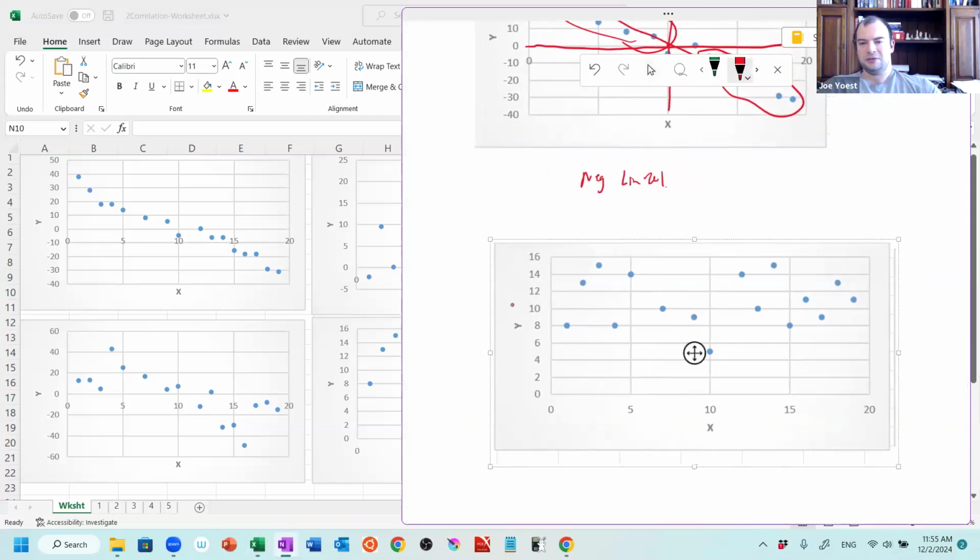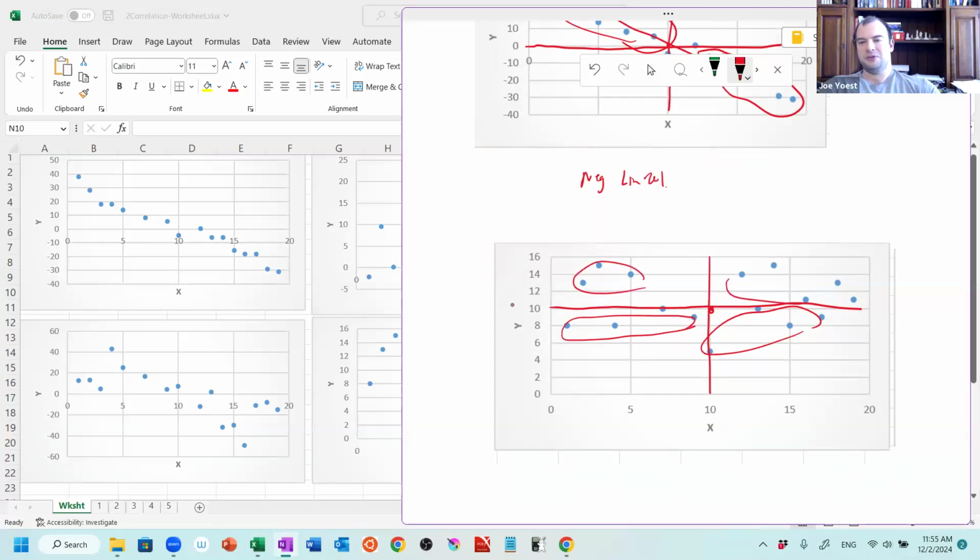And if I were to do the same thing with, say, this bottom middle, again, if I pick the middle of the data, maybe it's something like here. I see that I have about the same amount of data in all 4 of my quadrants. Maybe the middle of my data was just a tad higher than that. But I don't see really any evidence of a linear relationship.